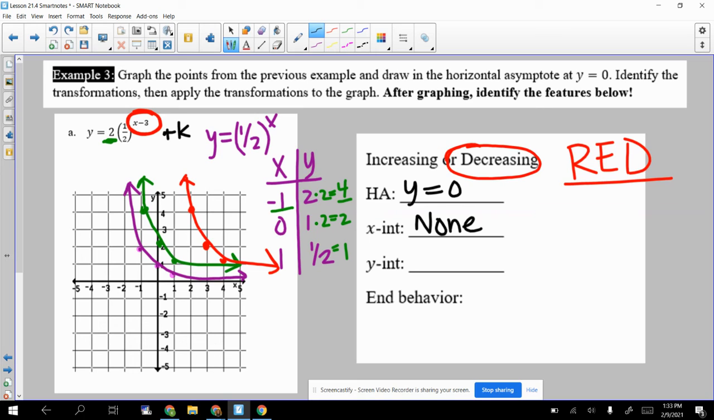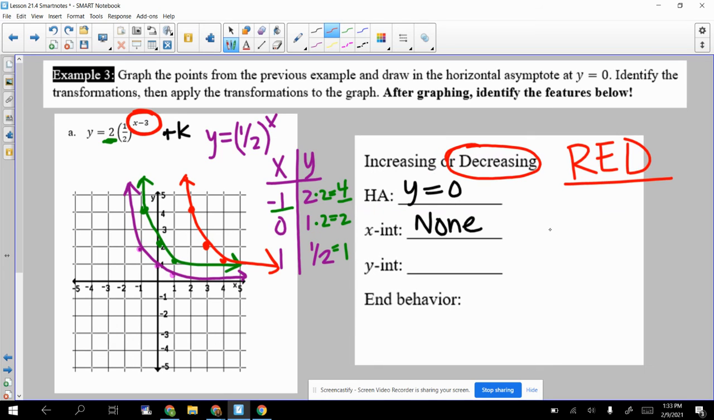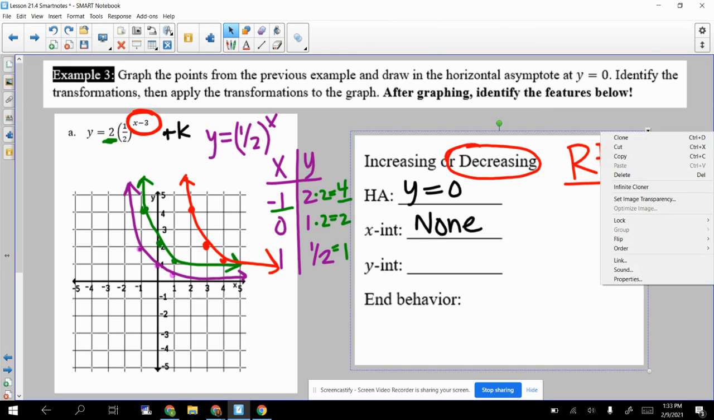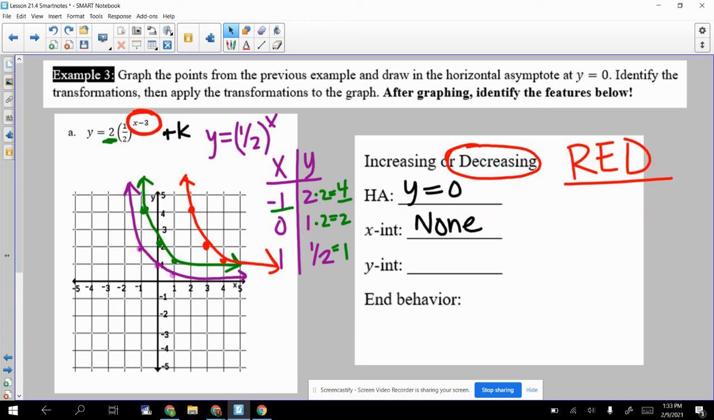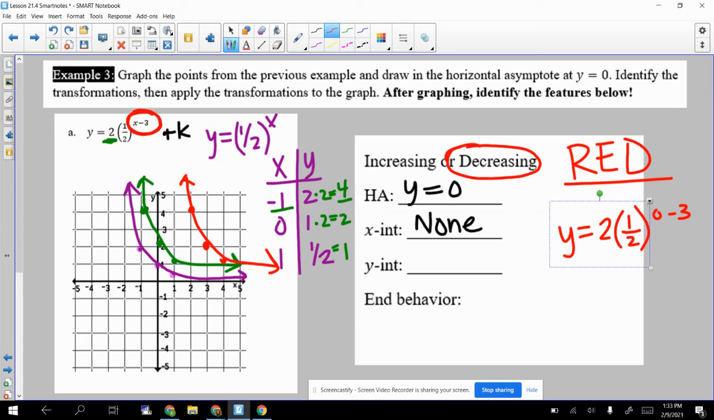Okay. The y-intercept for this one is a little bit tricky because you can't actually see it. But what you could do is plug in 0 for the x, and that would help you find it. Or you could always graph this on your graphing calculator or graph it in Desmos. But if I go ahead and just plug in 0 for x, 2 times 1/2 to the 0 minus 3. Okay, so that is going to be 0 minus 3 is -3. 1/2 to the -3 is 8. So 2 times 8 is 16.